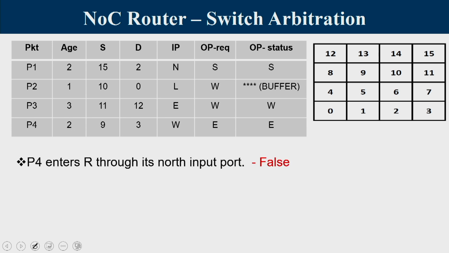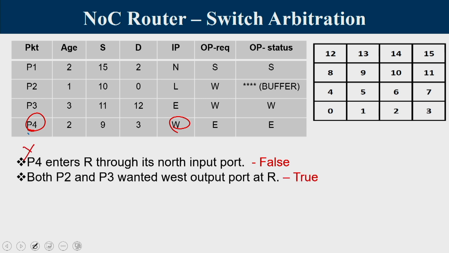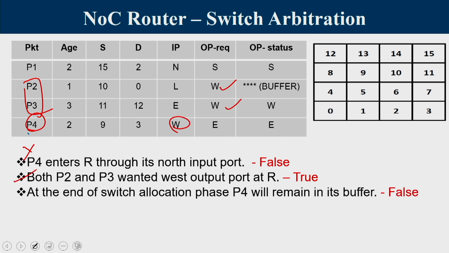P4 enters R through its north input port. So, the statement is P4 enters R through its north input port. But P4 is entering through the west input port, so this statement is false. The second statement is both P2 and P3 wanted west output port at R. They both wanted the west output port at R. That is true. Now, at the end of the switch allocation phase, P4 will remain in its buffer. But P4 actually got the east output port, so the statement that it will remain in the buffer is false.